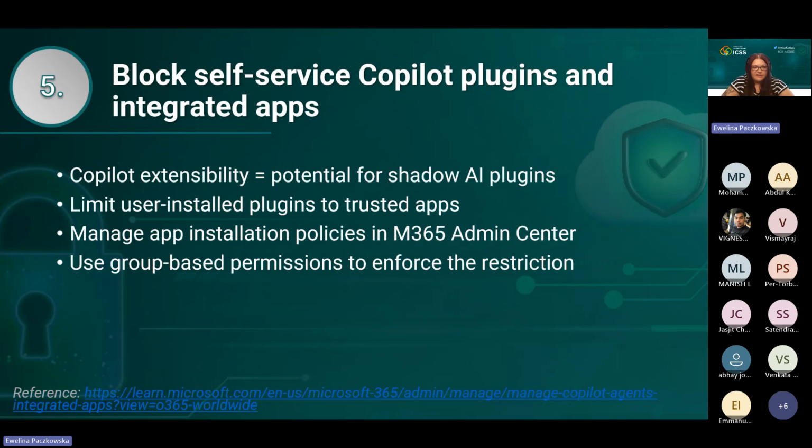Okay. The next tip is to block the self-service Copilot plugins and integrated applications. As we all know, those Copilot or Gen AI agents are becoming more and more popular. So this creates that potential for shadow AI plugins. So ideally, you would want to limit the user-installed plugins to only trusted applications or just disable that option altogether. And this is something that, again, is enabled by default.